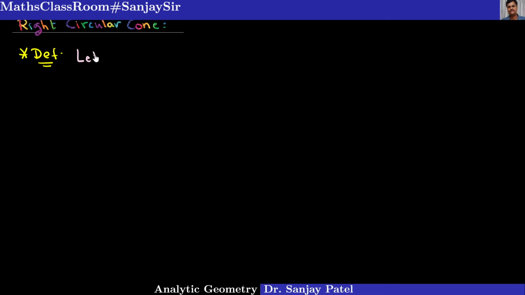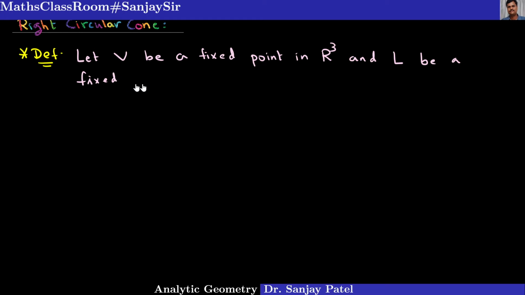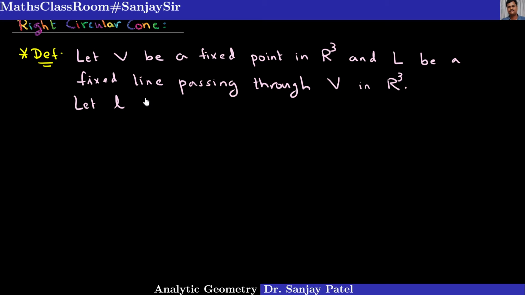Let capital V be a fixed point in R3 and let capital L be a fixed line passing through the fixed point V in R3. Now let small l be any line. This is a variable line or arbitrary line.